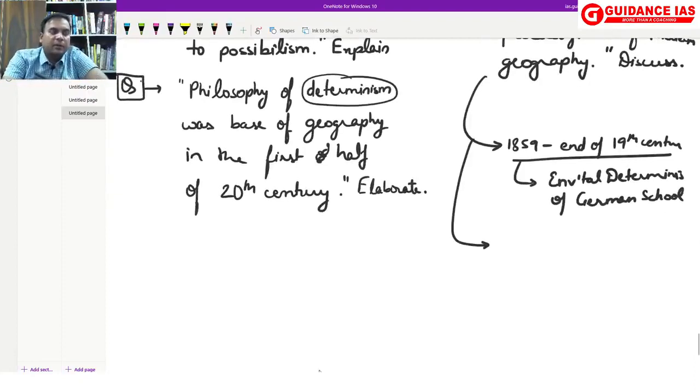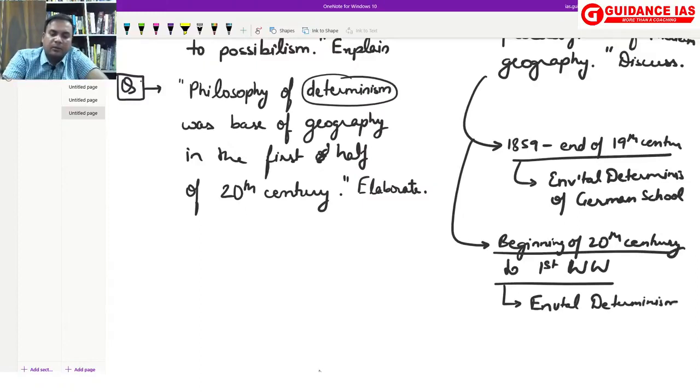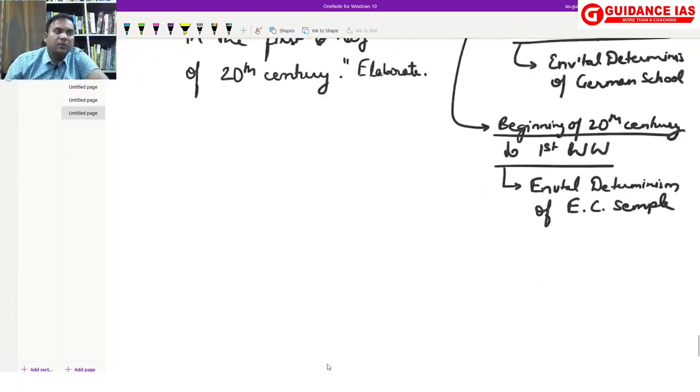Then the period from the beginning of the 20th century to the First World War, can I say environmental determinism of Semple was dominant, yes or no?